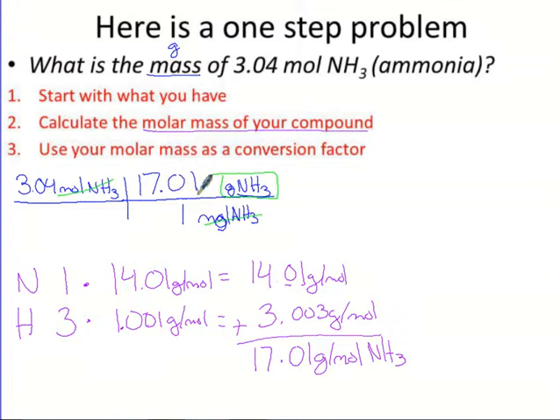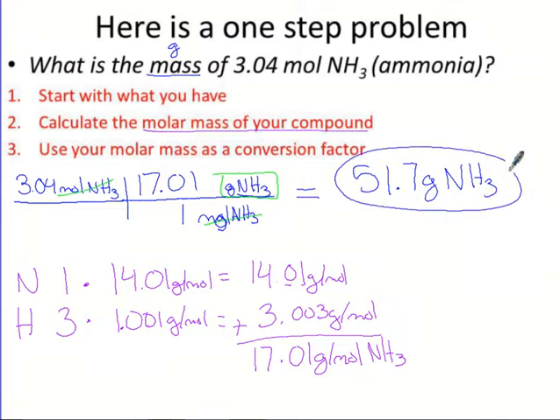17.01, multiply that through, and I end up with, in 3.04 moles of ammonia, there are 51.7 grams ammonia. I stop at 7 because that's 1, 2, 3 sig figs. I started with 1, 2, 3 sig figs here. And that's all there is to it. It's just a one-step train track, but now instead of using an element, we're using a compound.